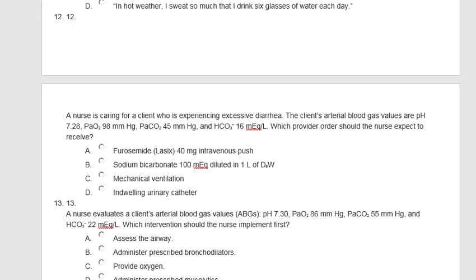Which provider order should the nurse expect to receive? We're in an acidosis, so how do we fix this? We either get rid of the acid or we put some bicarb on board, right? So, Lasix IV push. That's not really going to help the issue. Sodium bicarb. Yes, that can help. Mechanical ventilation. That's a little bit extreme. We don't want to go that far just yet. And urinary catheter, that's not going to do anything for you. So sodium bicarb is the correct answer there.